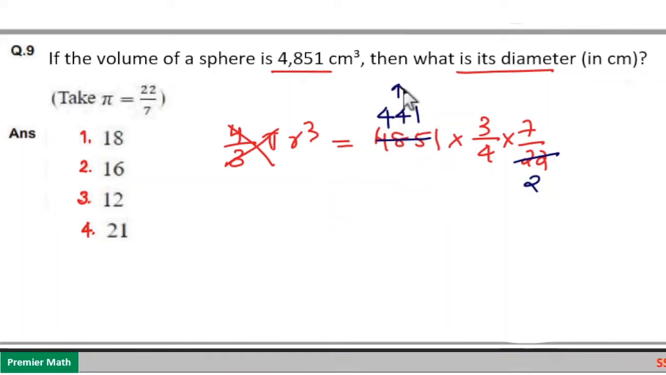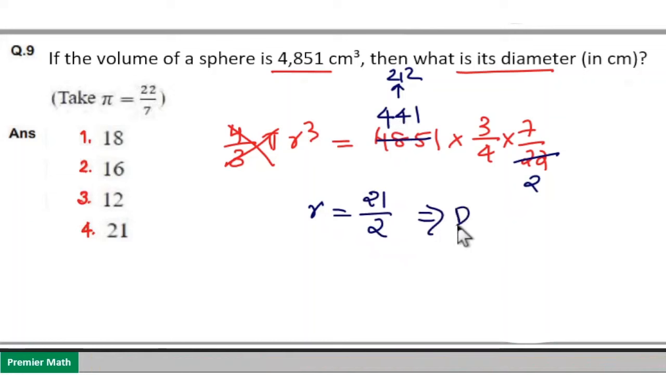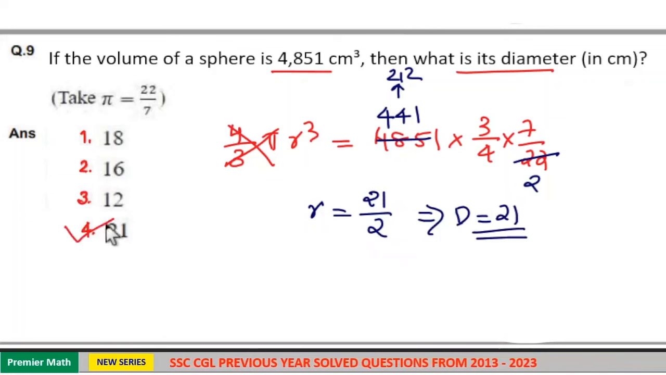Now 441 means 21 square. So this is 21 square into 21 divided by 8. Then R cube is 21 cube by 8, means R is equal to 21 by 2. 2 cube is equal to 8, which means diameter is equal to 21. So option 4 is your answer.